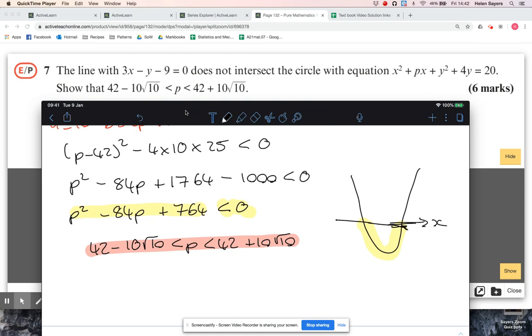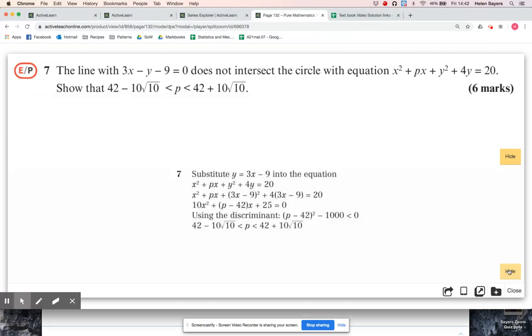That's why my final answer is between the two roots. That would be 42 plus 10 root 10, and that root there would be 42 minus 10 root 10. Because it's less than 0, that's why it's that part of the graph, so it's between those two values. Let's just see how they justify it. No, yeah, there you go. They don't really. They just go straight from that to that. So we must be fine with ours.